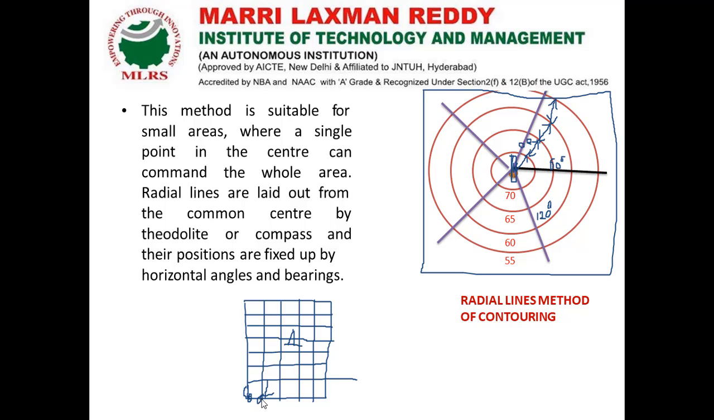Here I am reducing the number of change points. At the junctions I keep the leveling staff so that I can get the RL of the points in the field. After getting these points, with the help of interpolation, I am going to make the contour map. So this is the by squares method.